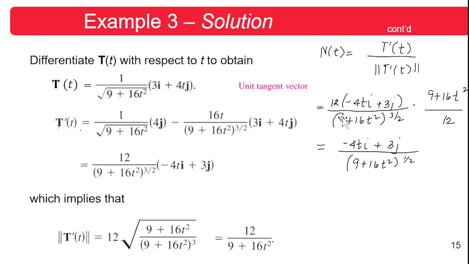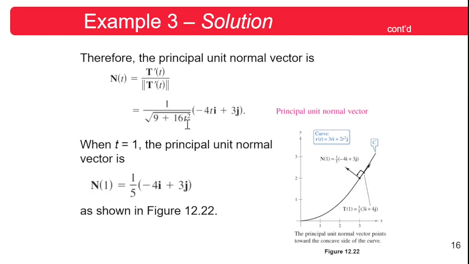And because 12 is common, you can cancel this out. And also, you can cancel out one factor of 9 plus 16t squared. So you have negative 4ti plus 3j all over 9 plus 16t squared raised to 1 half. Okay, so this is our principal unit normal vector.